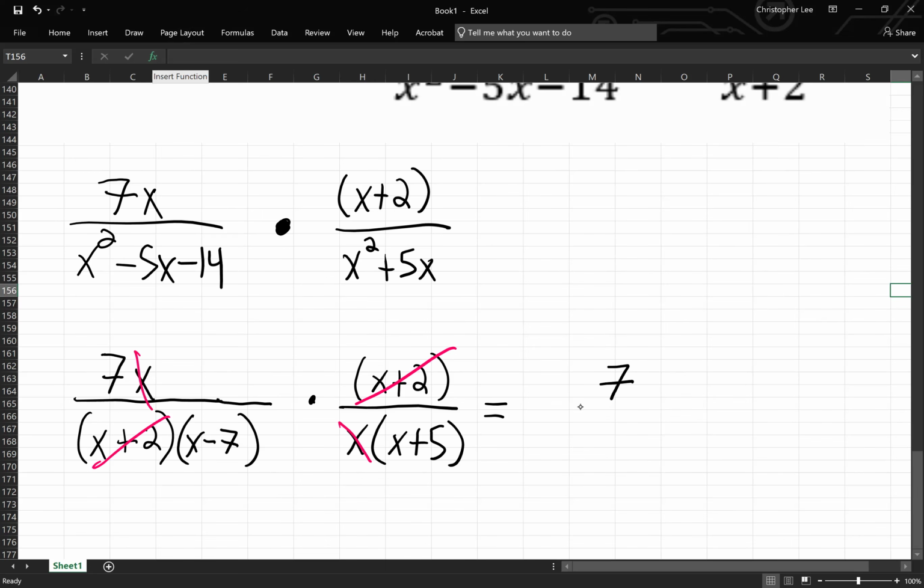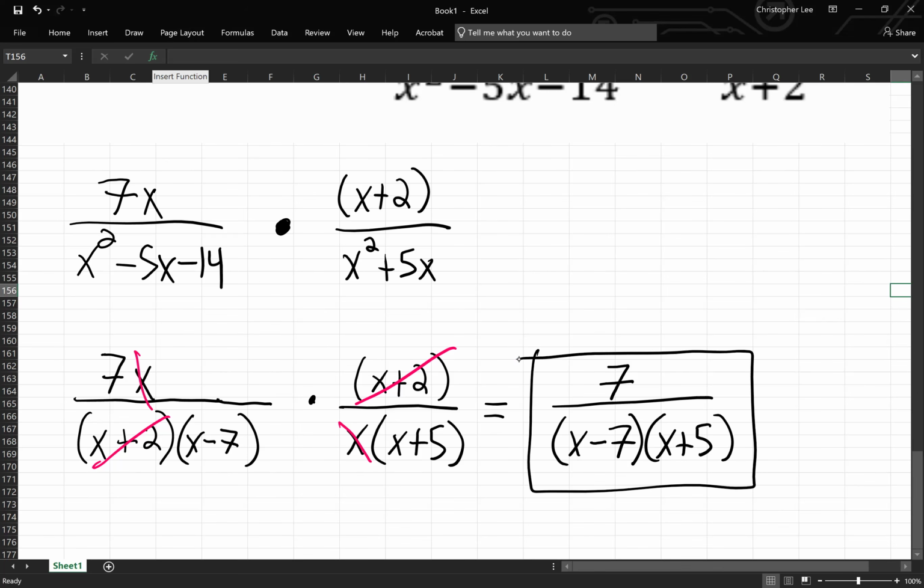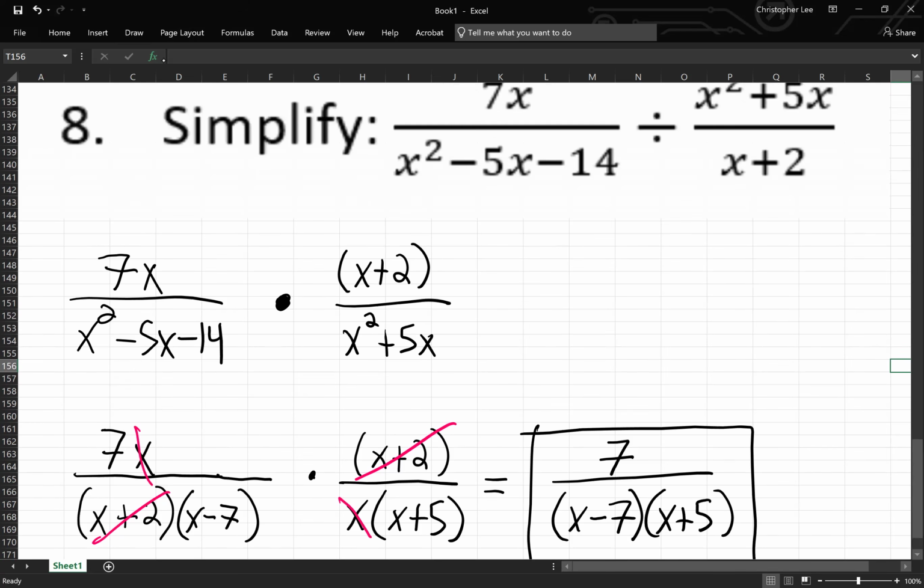7x over x plus... no, x minus 7. Minus 7 and what else? X plus 5. Good. And that's it. That's the final answer. Are there any questions on this?